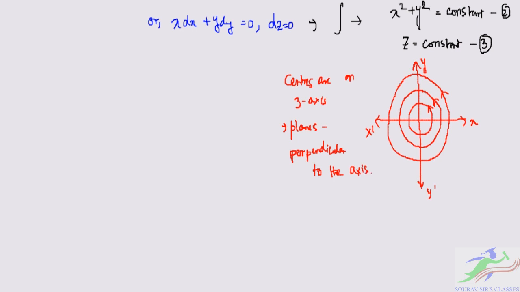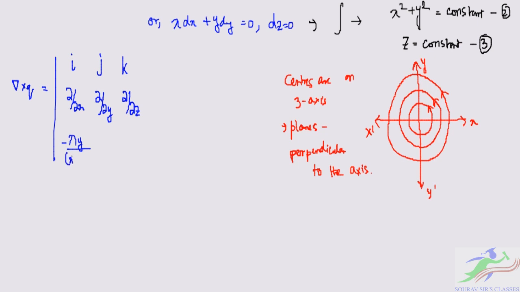Now if we write grad cross q, we will have i, j and k, then del by del x, del by del y, del by del z, and here you will have minus lambda y by x square plus y square, lambda x by x square plus y square, and 0. This is the cross product.